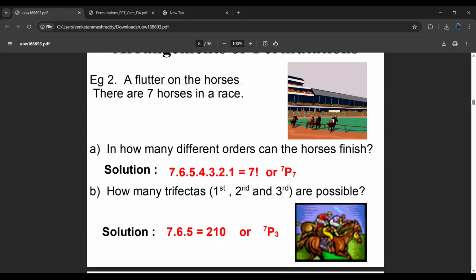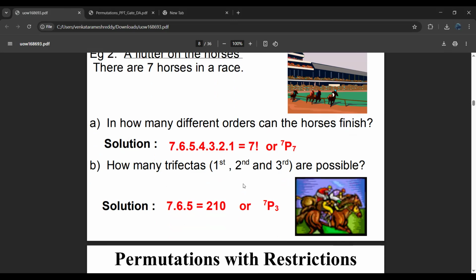How many trifectas are possible? Trifecta means first, second, and third place. Out of seven, how many trifectas, that is, how many arrangements are possible? Out of seven, they are asking how many sets of three are possible, which means 7P3. So that is 210.